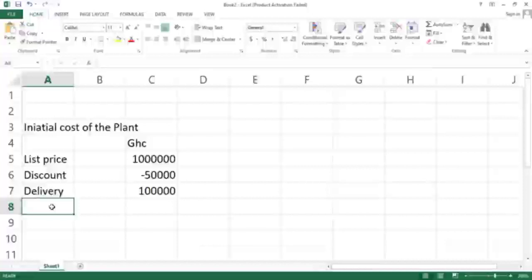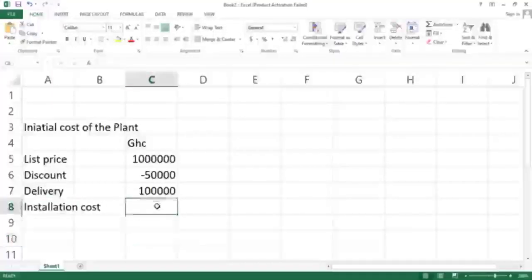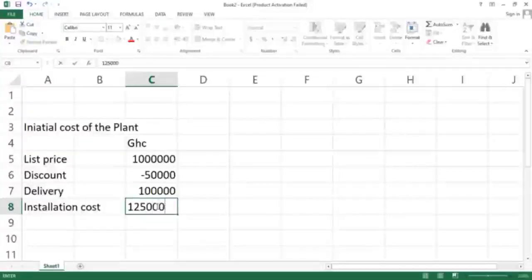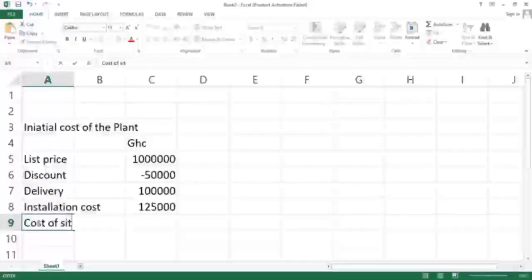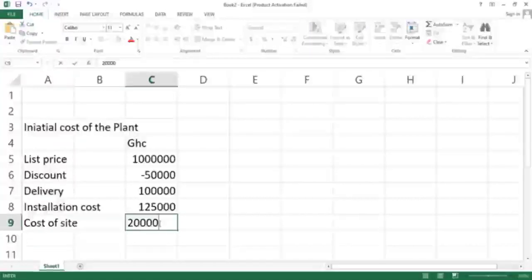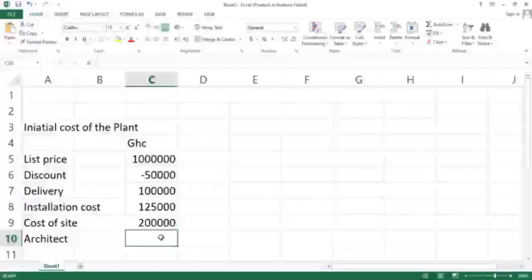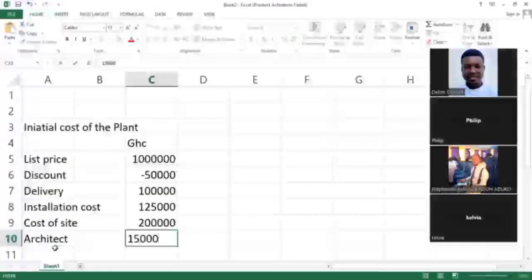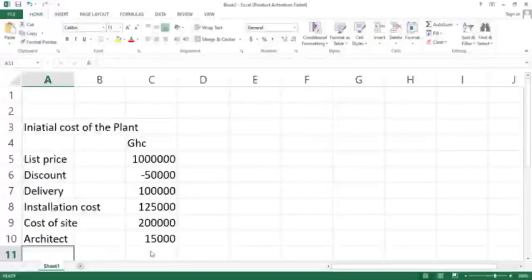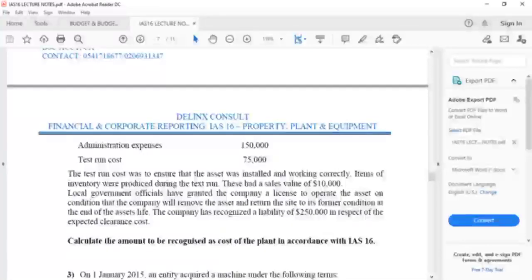What's next? You add installation cost. Installation cost is how much? 125,000. Then you add cost of site preparation. Cost of site preparation is how much? 200,000. Okay, what's next? You add architectural fees. It's how much? 15,000. What are you going to add again? You add test run cost. Test run cost is what? 75,000.